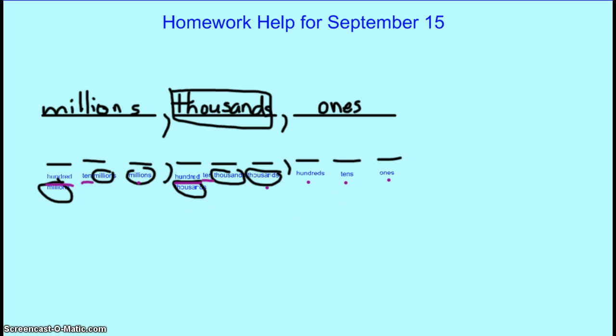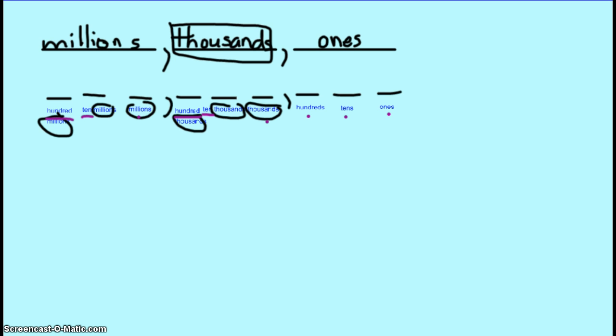So how is this going to help you with your homework? Well, let's take a look at number 6, with the question that says, write the place name and the value of each digit in the following numbers. So if we wrote this number, 24, comma, 657, comma, 983.